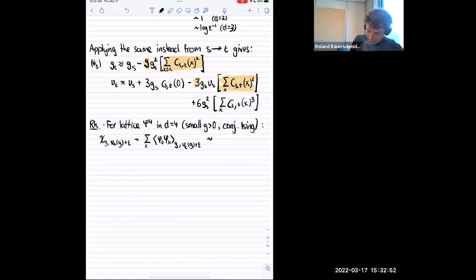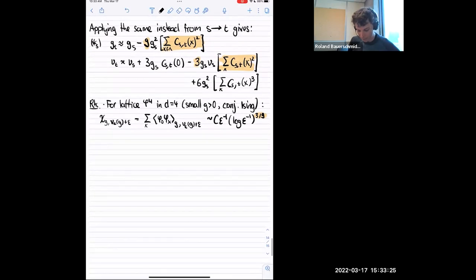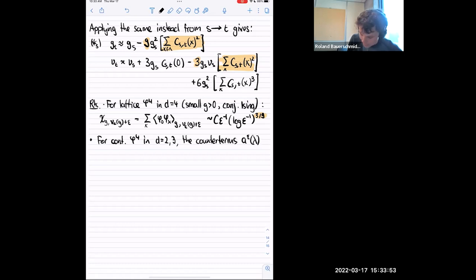Well, it's known that this has to diverge, and it diverges like epsilon inverse log. In four dimensions, there is what is called a logarithmic correction, and the exponent is 1/3. And 1/3 is the same as 3/9. And how it arises, it's the ratio of these two coefficients there. So this doesn't follow as quickly as this, but really the essential part is that the ratio of these coefficients in perturbation theory gives this exponent. And I've already mentioned that for the continuum phi 4 problem in dimension 2 and 3, the counter terms, which I denoted by A epsilon of lambda, so lambda was more or less the same as g before, are exactly the orange terms.